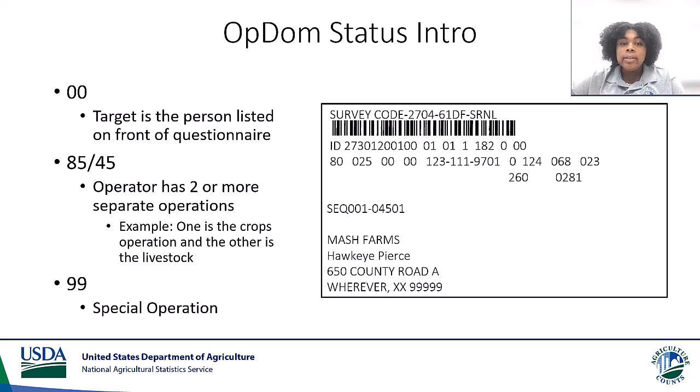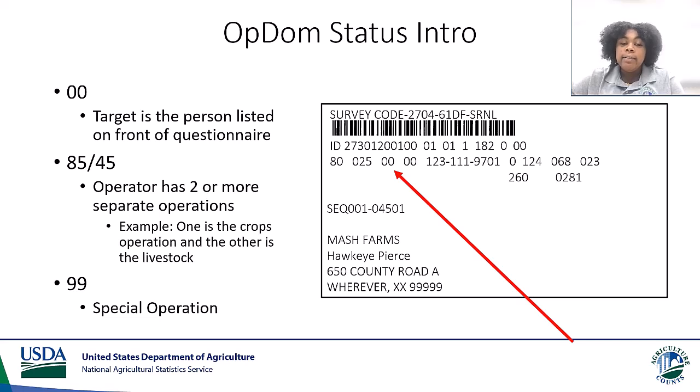Now we're going to dive into OpDom status. In NASS, we use OpDom status codes to identify the target operator. The target operator needs to be involved in the decision making in order to collect the data on the ARMS 3 survey. We have 3 OpDom statuses. First one, and the most common, which makes up 95% of the national ARMS 3 sample, is OpDom 00. 00 means that the target is the person listed on the front of the questionnaire.